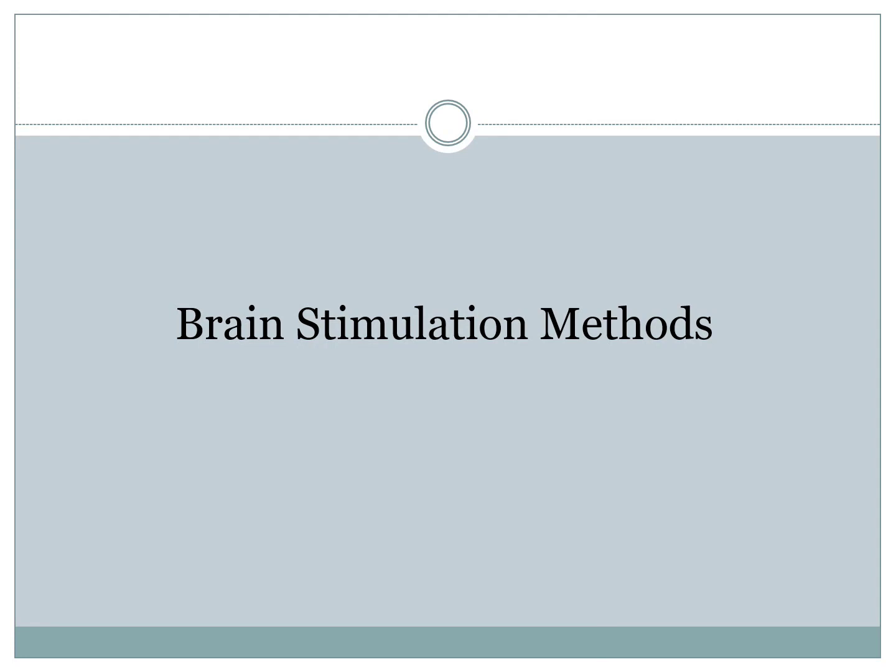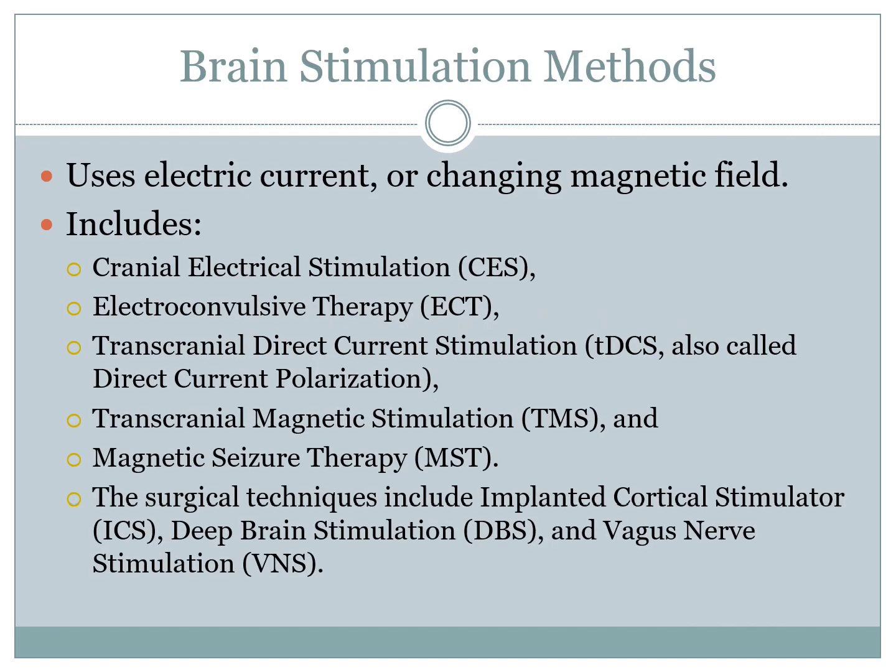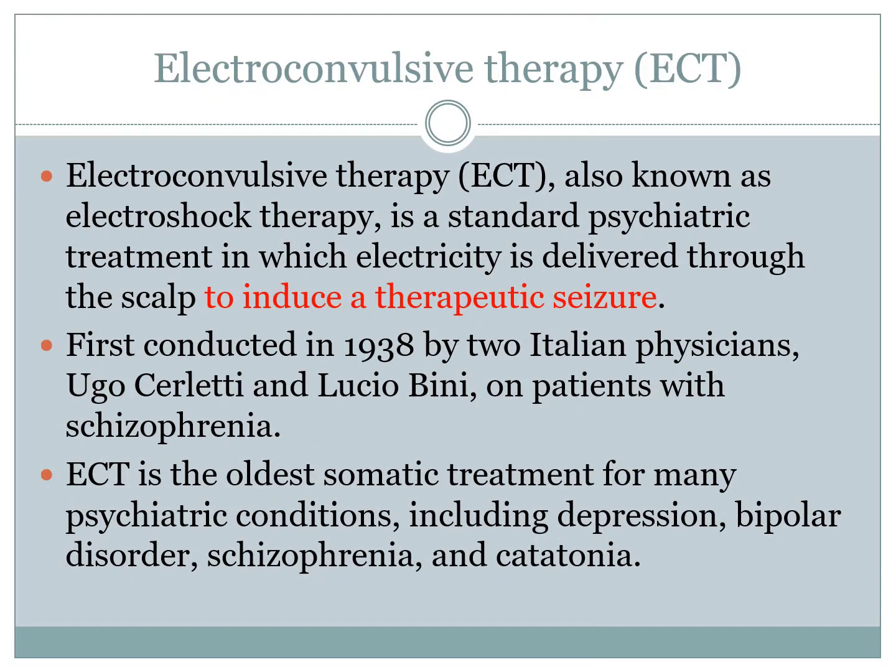Now coming to the brain stimulation methods as a modality of treatment in psychiatric disorders. These are the examples of brain stimulating methods: cranial electrical stimulation, electroconvulsive therapy, TMS, magnetic seizure therapy, implanted cortical stimulator, deep brain stimulator, or vagus nerve stimulation. These modalities can be used for psychiatric disorders, starting with electroconvulsive therapy.